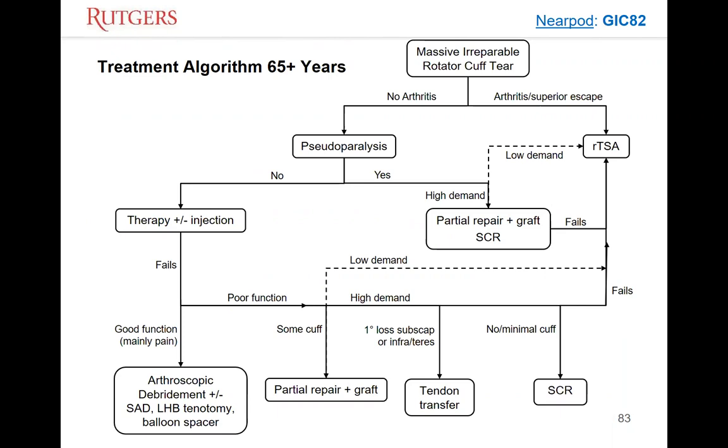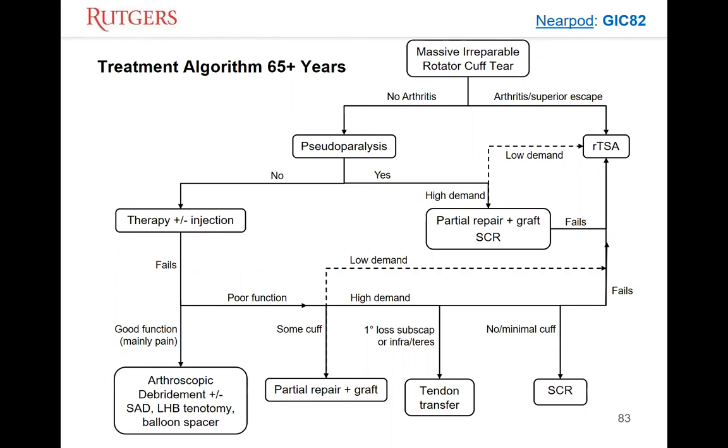If they have substantial arthritis or anterior superior escape of the humeral head, it's indicated to perform a reverse total shoulder as a primary treatment, particularly if they've already failed conservative measures. If there's no arthritis, but they have true pseudoparalysis, it could be reasonable to go straight to a reverse for someone who's low demand and has appropriate expectations. However, due to the high complication rate and the risk of long-term implant failure, alternative options might be chosen as first line, particularly in higher demand people.